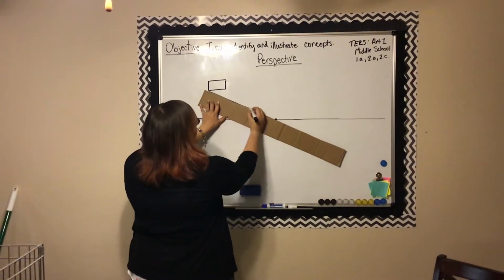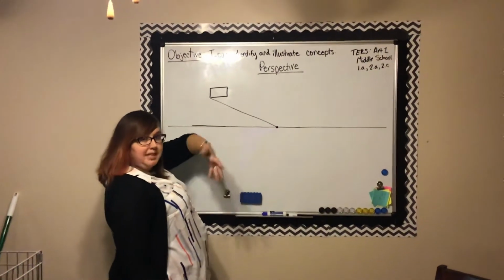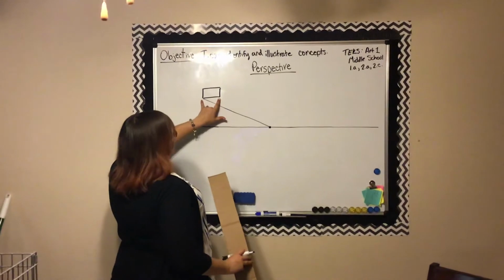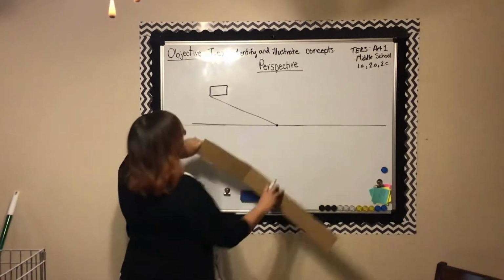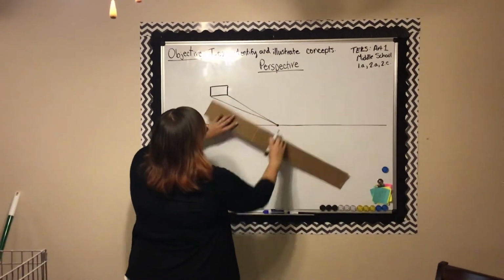I'm going to draw my lines. If it helps, you can draw it all the way to the vanishing point because you should be using your pencil. We can erase lines later. The bottom of my box will come from both corners of the bottom. I'm going to line up all the way to my vanishing point.